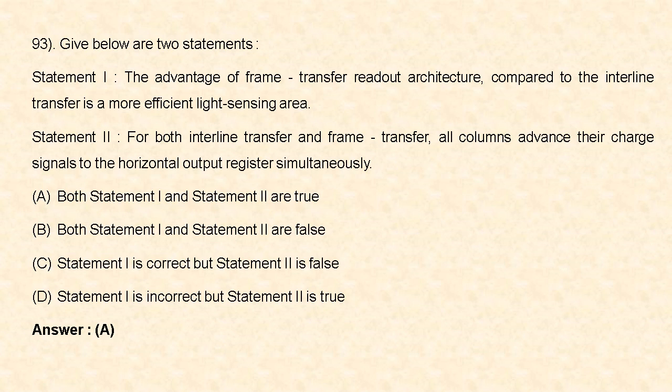Next question. Given below are two statements. Statement 1. The advantage of frame transfer readout architecture compared to the interline transfer is more efficient light sensing area. This statement is correct. Next statement. For both interline transfer and frame transfer, all columns advance their charge signals to the horizontal output register simultaneously. This statement is also true. So here option A is the correct one.